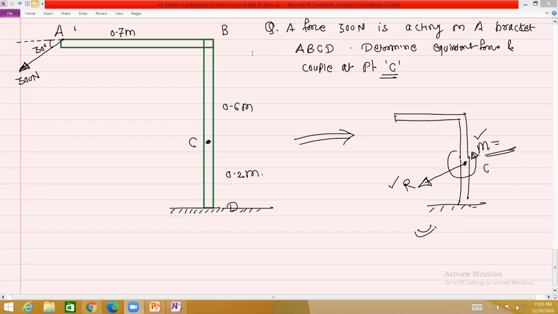Okay, so the problem statement is: a force of 300 Newton is acting at point A on the bracket ABCD. Determine the equivalent force and couple at point C. That means we have to convert this system into the equivalent resultant force system at point C. So we have to find a single force at point C and we have to find the couple at point C.